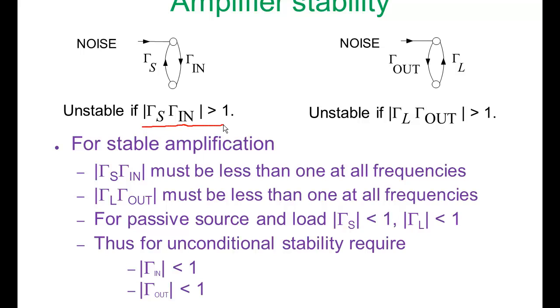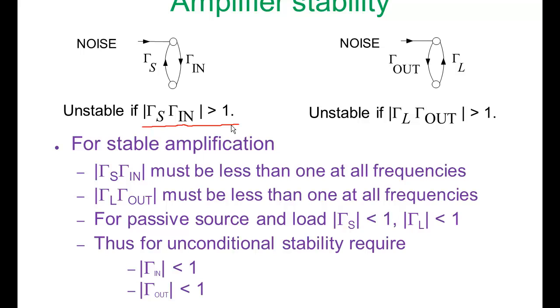We must make sure that we do not have the situation where gamma S times gamma in is greater than 1, and we do not have the situation where gamma L times gamma out is greater than 1. So for stable amplification, gamma S times gamma in must have a magnitude that is less than 1 at all frequencies, not just at the 8 GHz frequency at which we're designing.